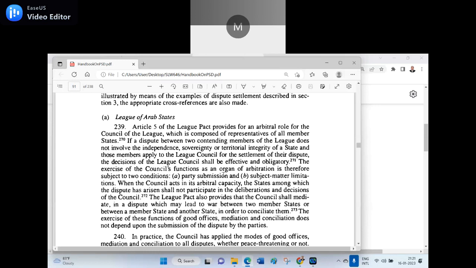So the council's function as an organ of arbitration is subject to two conditions. What are they? A, party submission. That means the members of the League should submit that, yes, we will be bound by this League Council. Consent of the parties should be there, number one. And B, subject matter limitation. Even a district court or resident magistrate court has subject matter jurisdiction. If the subject matter is more, either in pecuniary value or cause of action, then automatically it will be committed to the next court, the higher court. Is it clear?